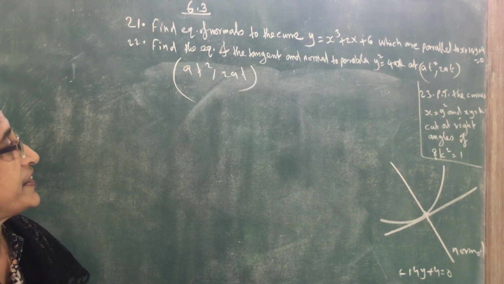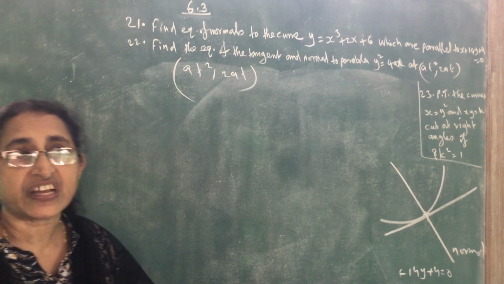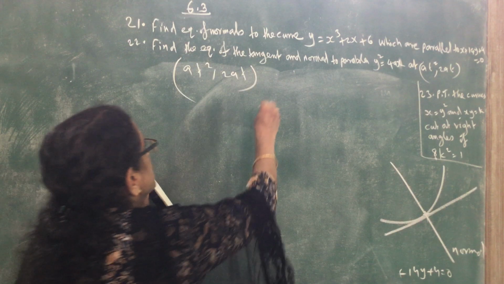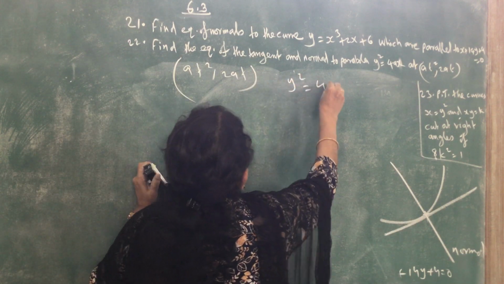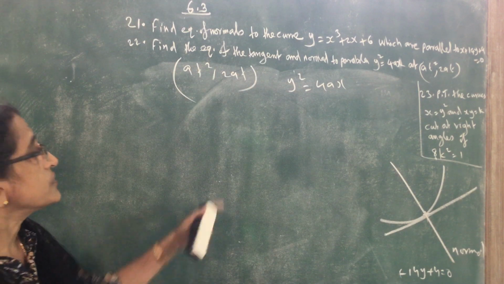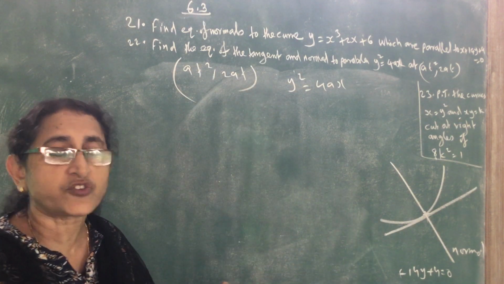So what we want to find is the slope of the tangent and the slope of the normal. That we can find from the equation of the curve, y square equal to 4ax. So by differentiating, we can find dy by dx. Differentiating both sides with respect to x.